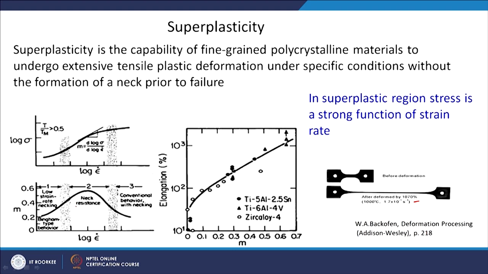What is the effect of m? We have already seen that when the strain rate sensitivity of the material increases, elongation increases. For example, m of 0.6 can give elongation of around 1000%. This is true for different materials; here titanium and zirconium alloys are plotted. When m is lower than 0.4, around 0.3, you cannot even reach around 100%, and as you go towards m of 0.1, the elongation is around 50%. So elongation is a strong function of strain rate sensitivity.